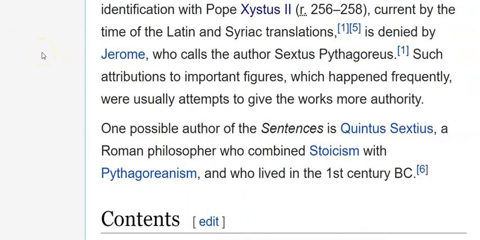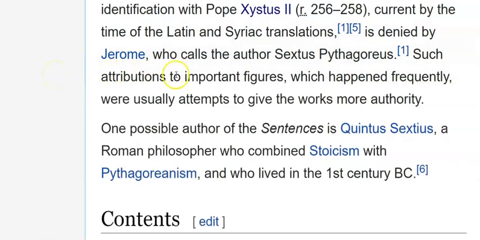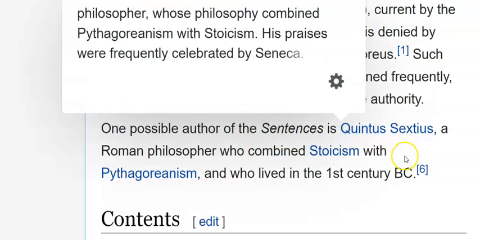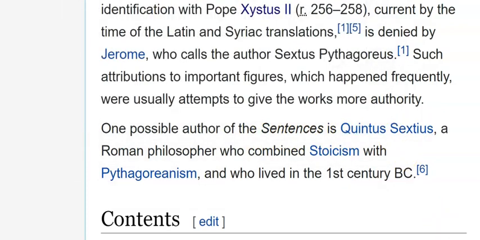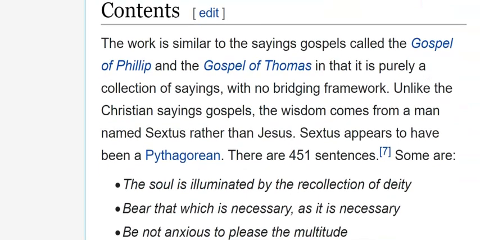Back to that Sentences of Sextus book, right? Of course, Jerome of Stridon, the Christian priest. And this, of course, is again the day without Rome idea, right? The royal Masonic idea, right? And one possible over the sentences, see. So again, looking at this Sentences of Sextus thing, right? The work is here.